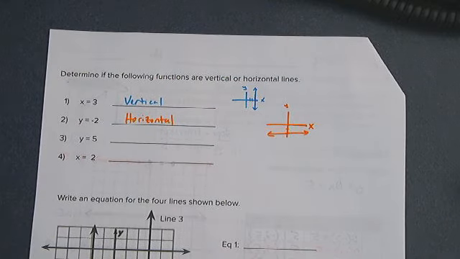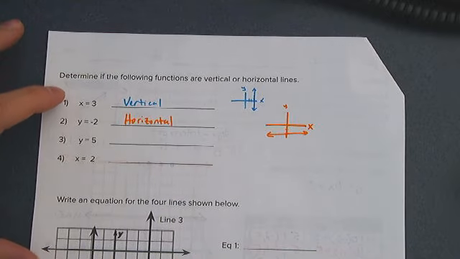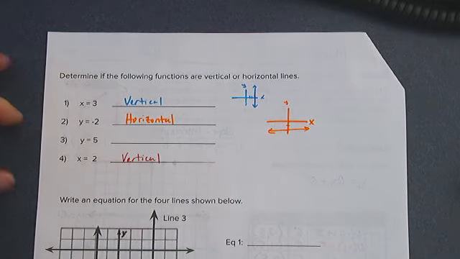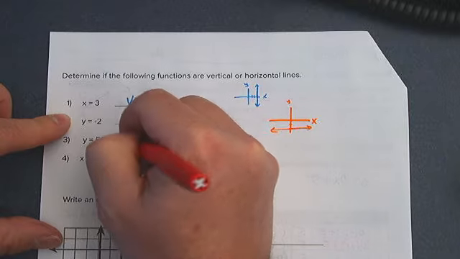And then from there, it's just the same thing. Anytime I have it in the form of x equals a number, it's going to be a vertical line. So number 4 has to be vertical. Number 3 is y equals, so that has to be horizontal.